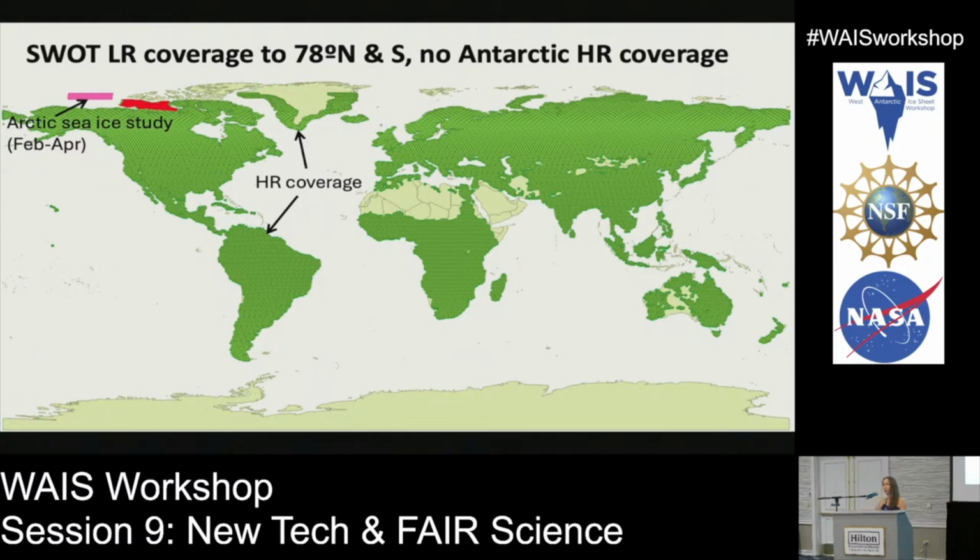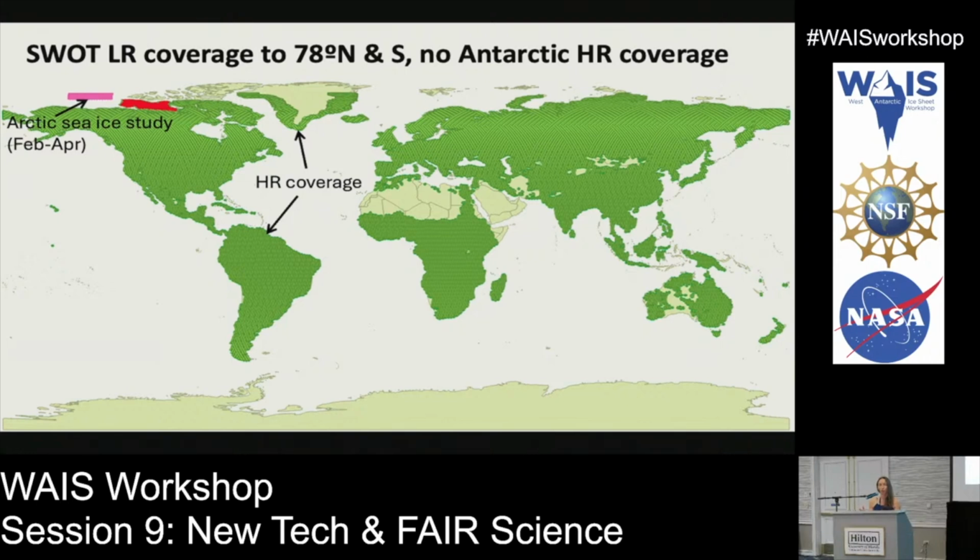So there's a few things to keep in mind in using SWOT in the polar regions. It only has coverage to 78 degrees north and south because of its orbit. As I mentioned, the HR coverage is only in certain areas around the world. That's in green here, and you'll notice that none of that is over Antarctica. So we only have low resolution data in Antarctica. There is one sea ice to get 3 months of data over sea ice right now. But we're working, I'm one of the leads for the SWOT Cryosphere Working Group.